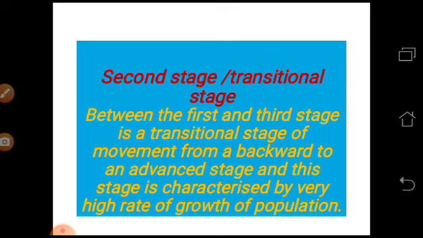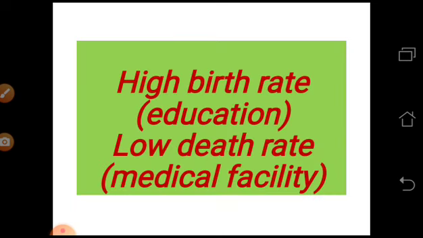This stage is characterized by a very high rate of growth of population. The population growth is very high. So why is population growth high here? First stage it was low, third stage also it is low. So why in the transitional stage is population growth high? Let us see what happened here: a high birth rate and a low death rate.